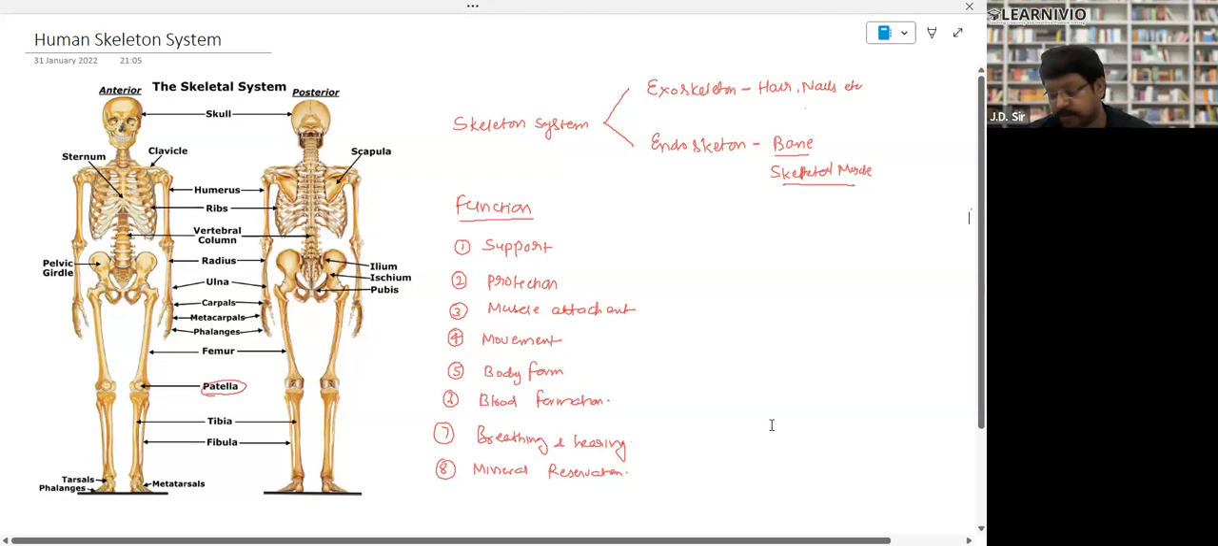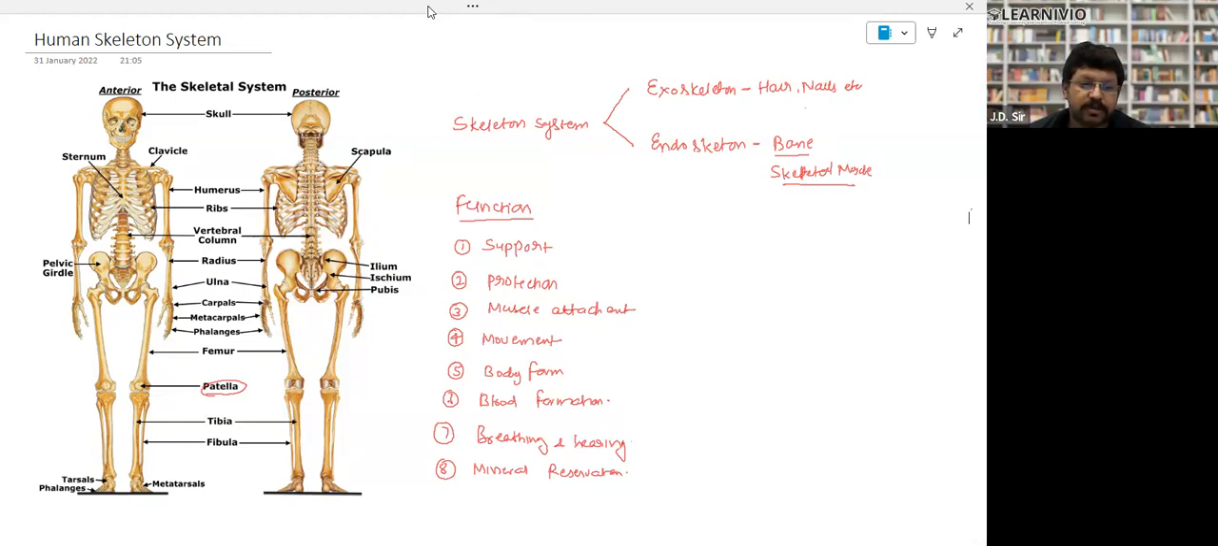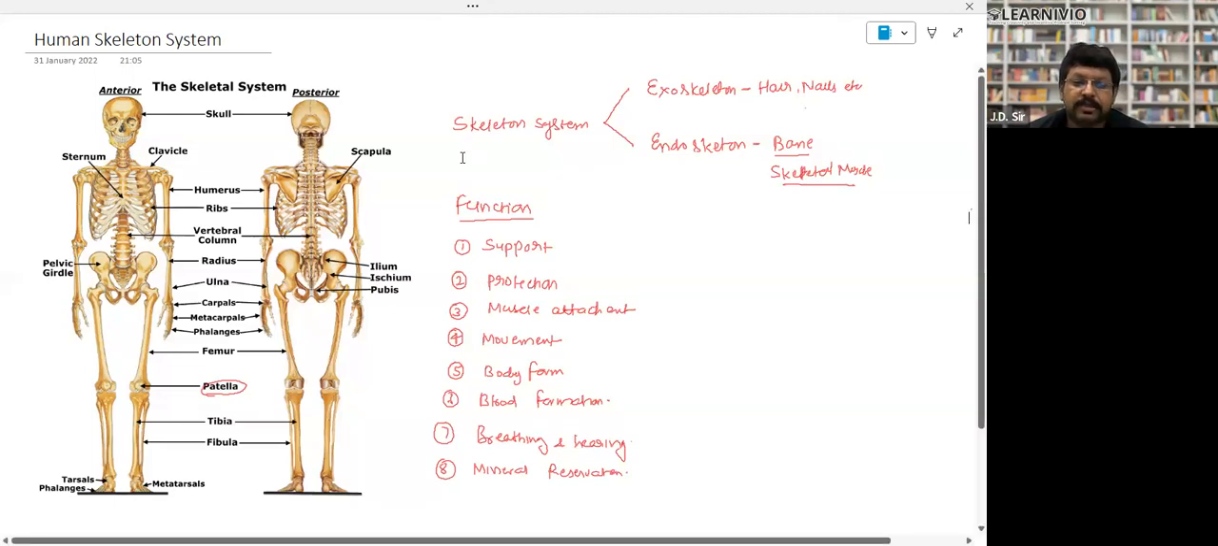We'll discuss what kind of questions they have asked. So let's start from the human skeleton. It's just an introductory part. The skeleton system is made up of two types of skeleton: exoskeleton and endoskeleton.